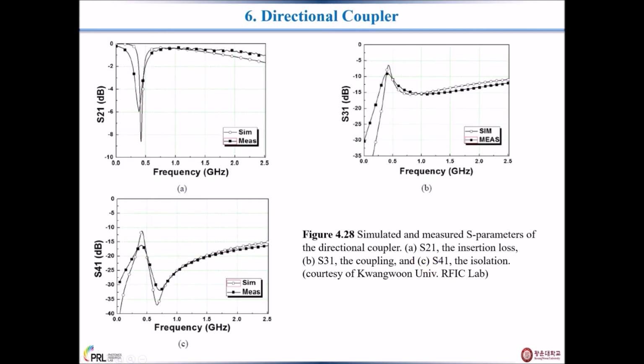Here figure 4.28 shows the simulated and measured S parameter of the circuit along with a comparison of the simulation and the measurement. Here simulated is this one and measured is this one. In every case S parameters are plotted here. In A, S21 the insertion loss, S31 the coupling, and S41 the isolation are plotted here.